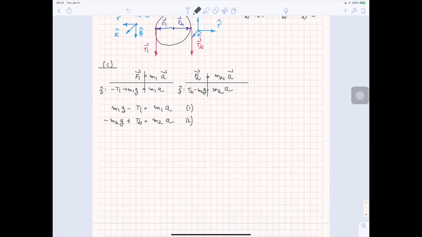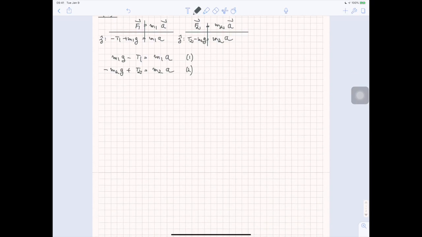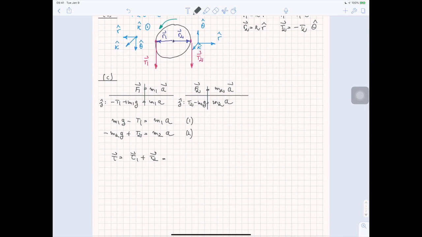So now we come to the torque equation. First of all, let's calculate the total torque. We have two torque contributions: one from T1 at R1 and one from T2 at R2. So torque is R cross F. Here we have R1 cross T1 plus R2 cross T2.